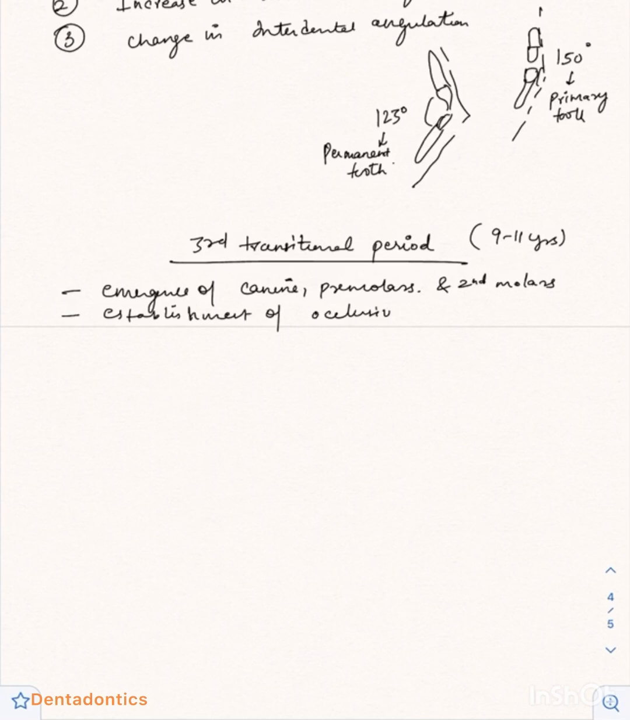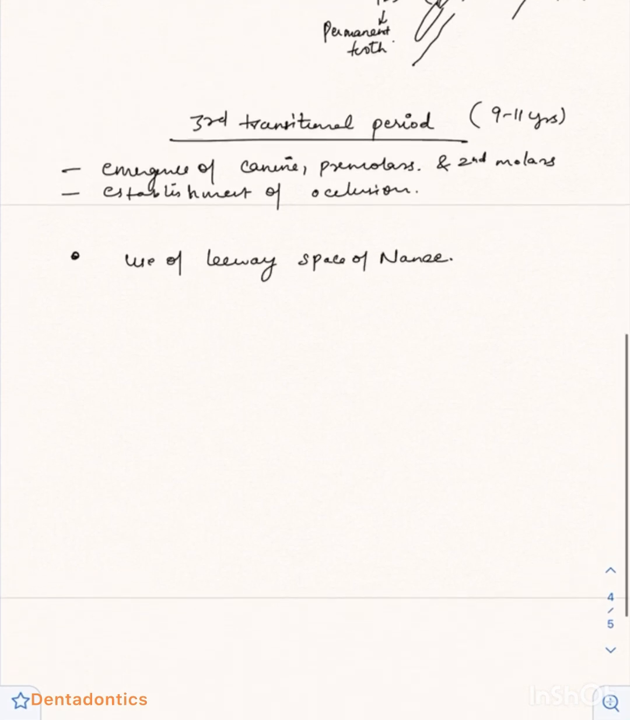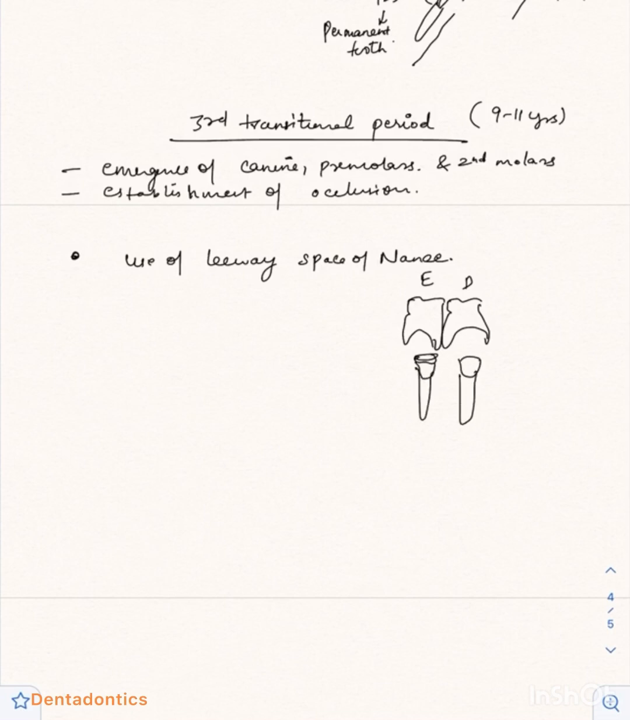So what is leeway space of Nance? We know that deciduous or the primary first and the second molars, they are larger in size as compared to the permanent successors or premolars. So the difference between the size of D and E is always larger than the 4 and the 5. This difference is called leeway space of Nance.